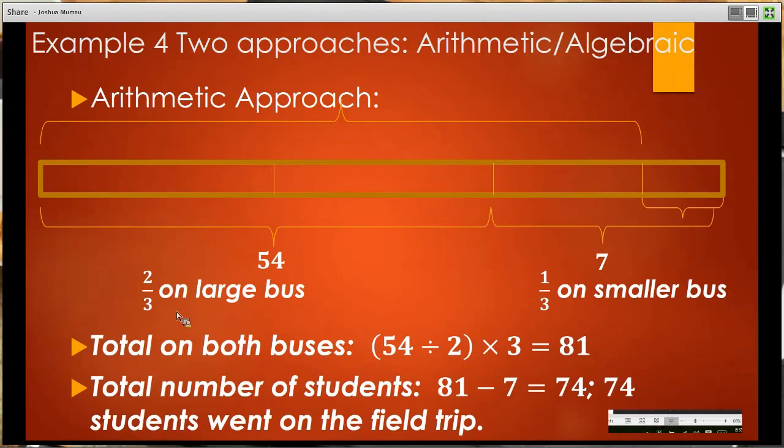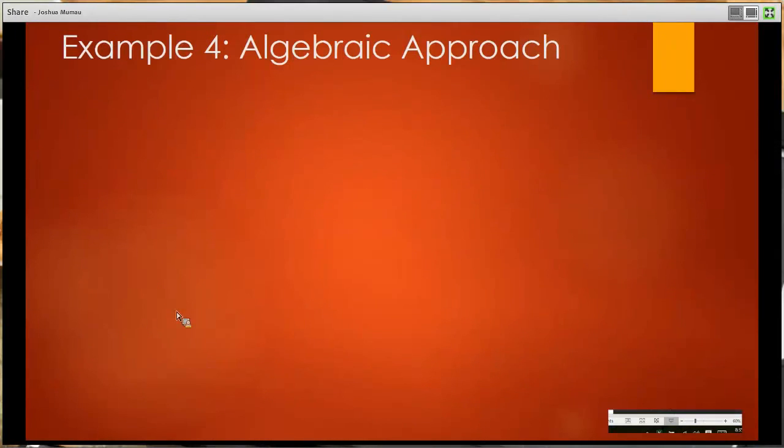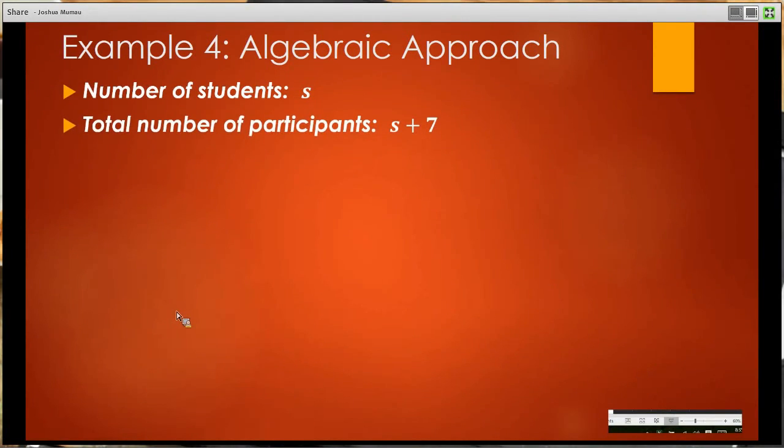So total number of students, 81 minus 7, because we had 7 chaperones, equals 74. So there were 74 students that went on the field trip. Let's look at the algebraic approach. Number of students is S. Total number of participants is S plus 7. We have S students plus 7 chaperones.